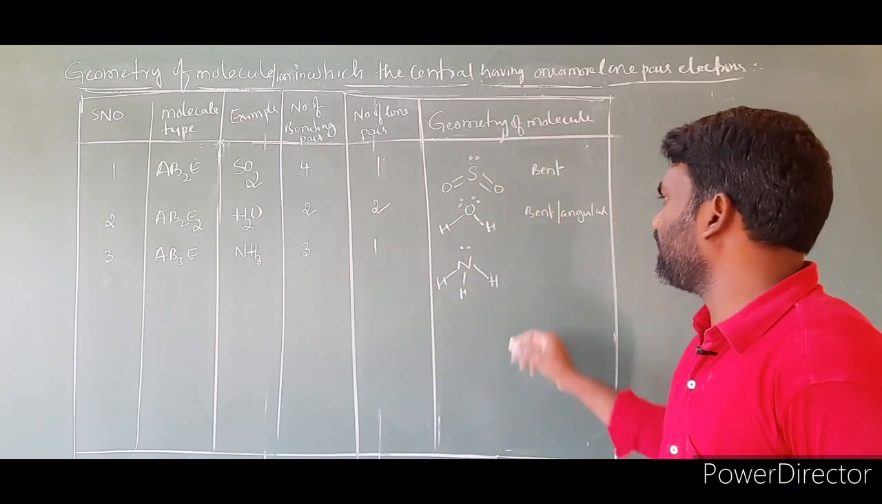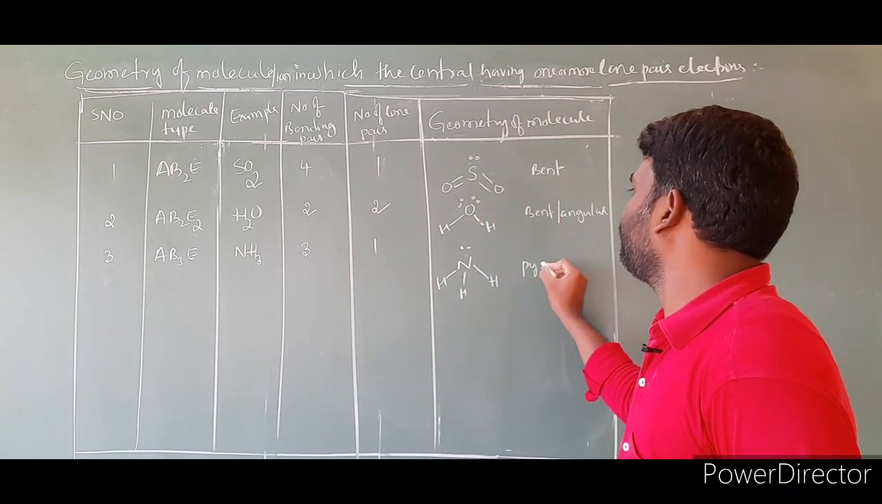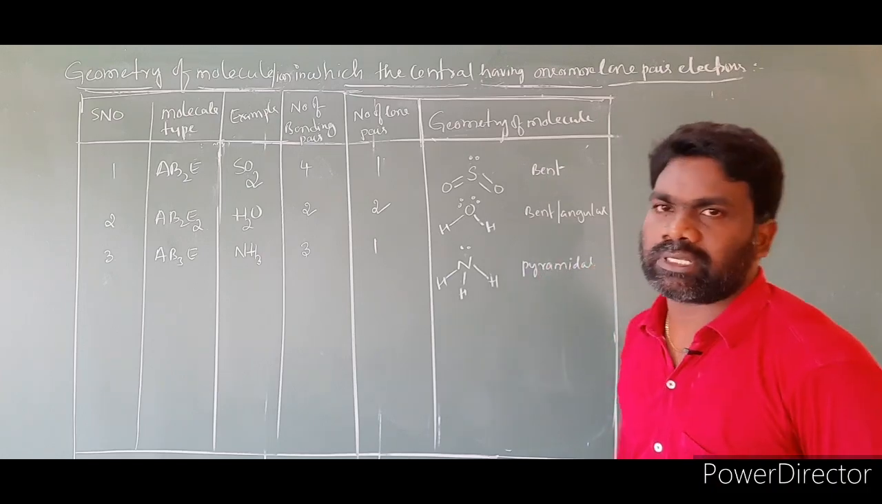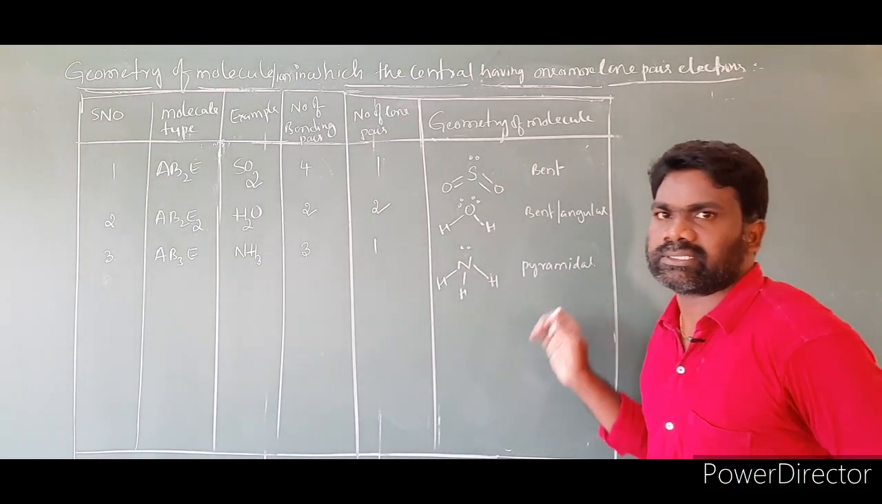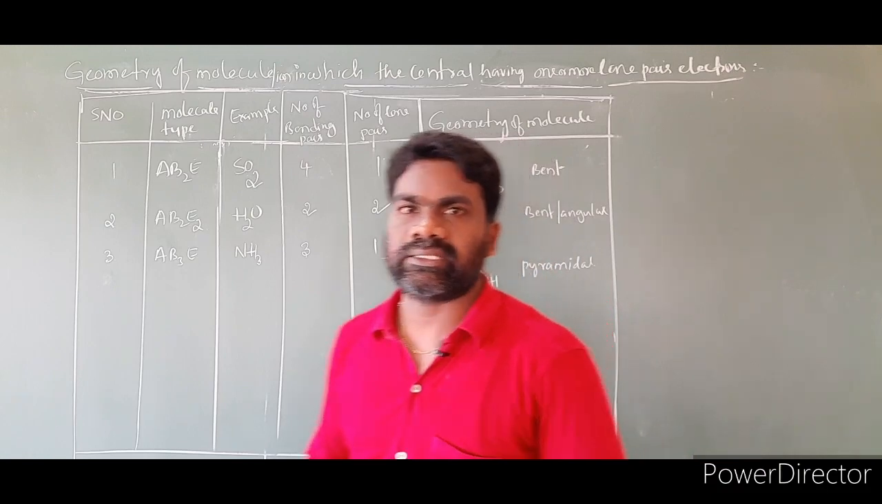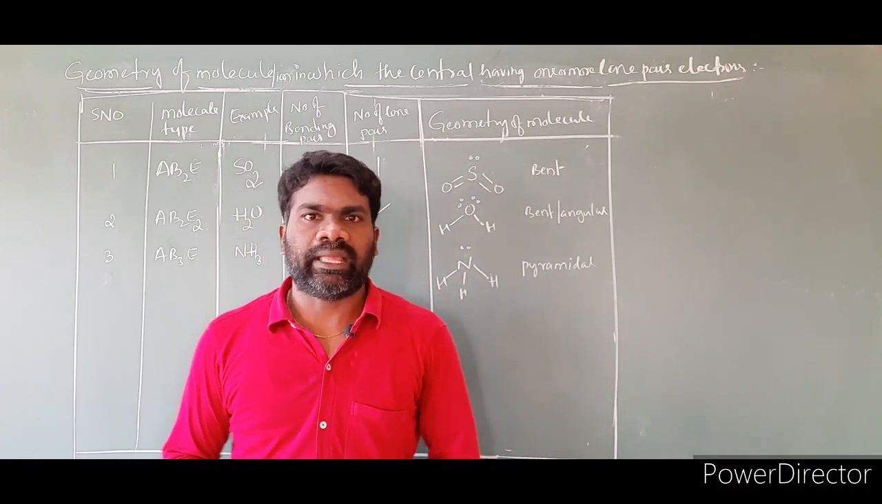So the shape of the molecule is pyramidal. The shape of the molecule is trigonal pyramidal. Simply you can write it as pyramidal. The shape of the ammonia molecule is pyramidal. This is example number 3.